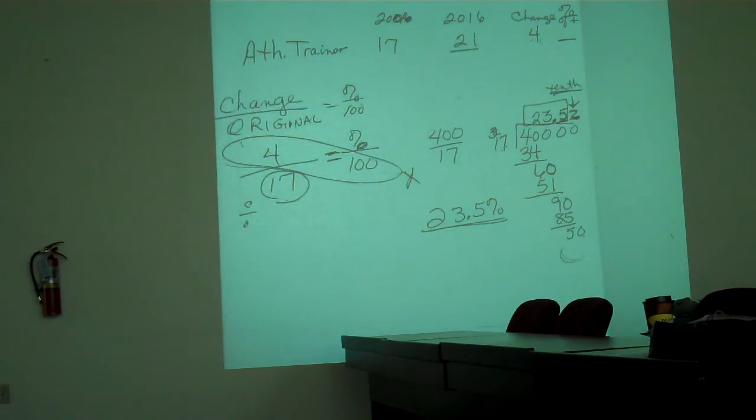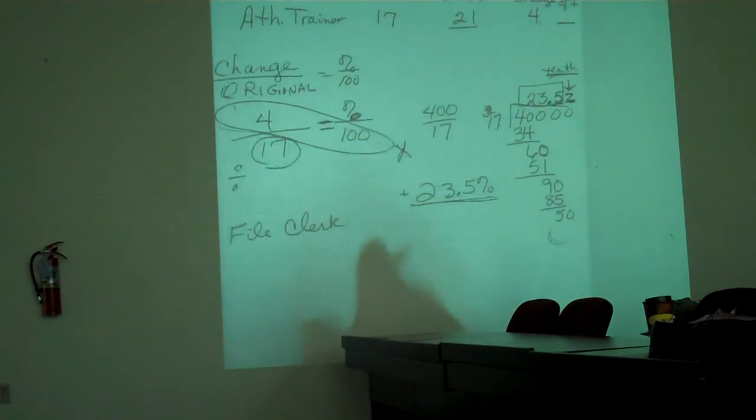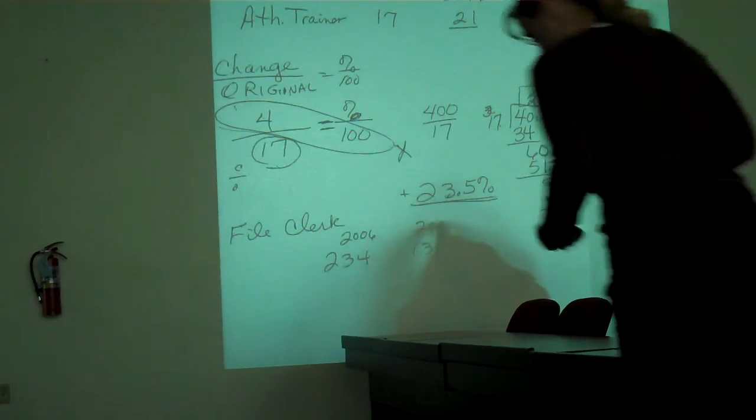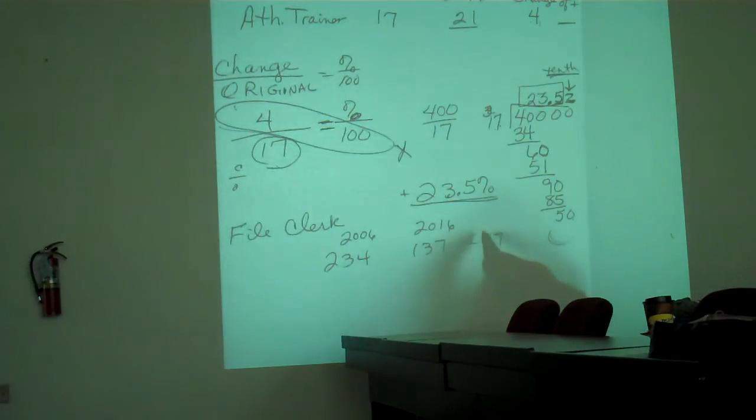Okay, so y'all can do those, you think? This one is a percent of increase, so it's positive. Percent of decrease on your fisherman, it went down. See the fisherman, the change it said was a -6, so that number's going to be negative. If we do the file clerk, the one above the athletic trainer, the file clerk had 234 as his 2006 number. 137 is his 2016. It changed by -97.